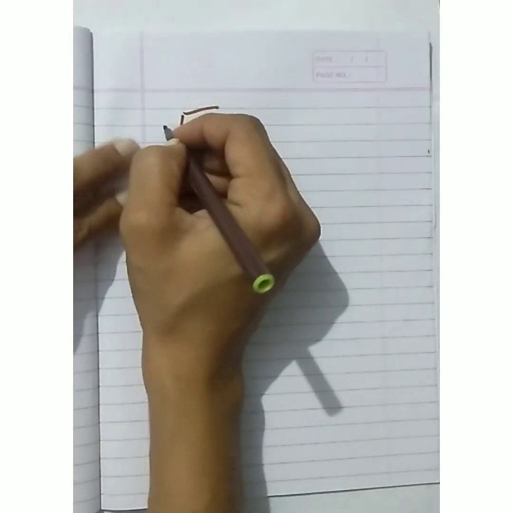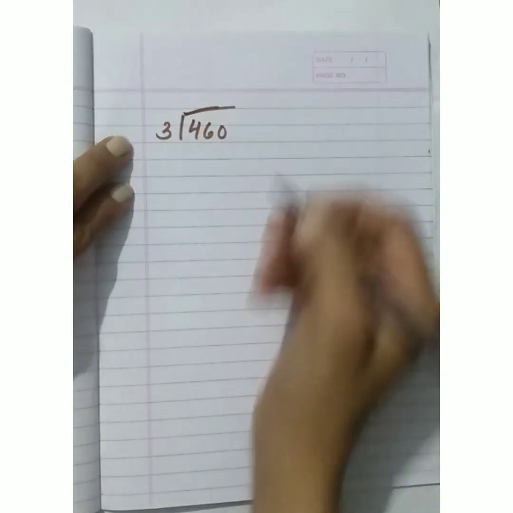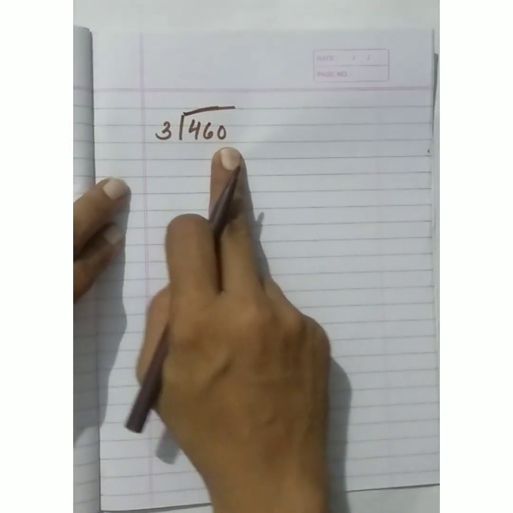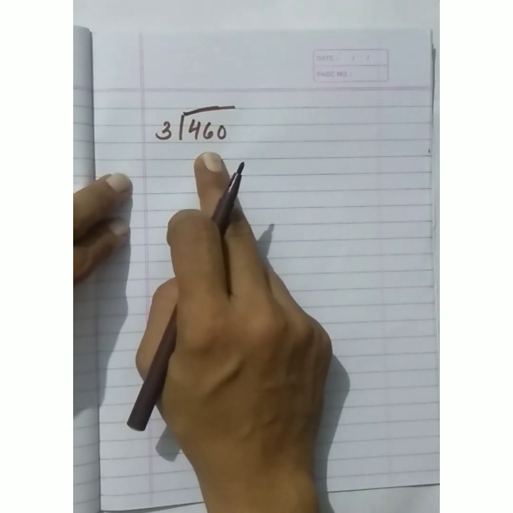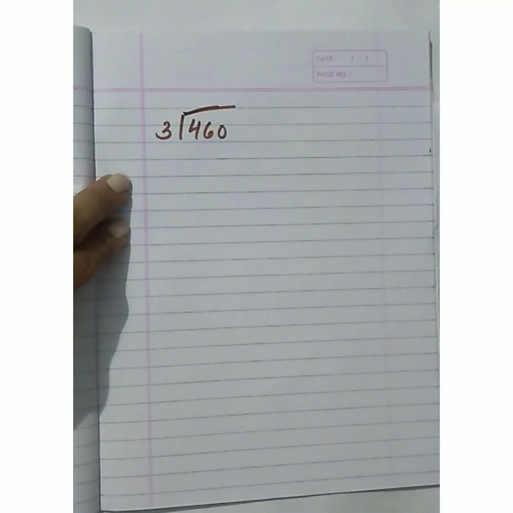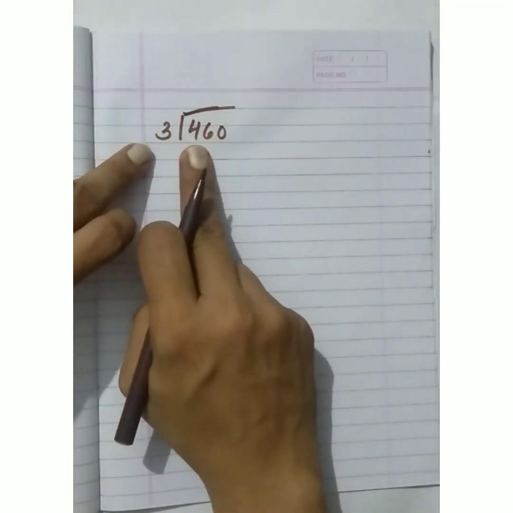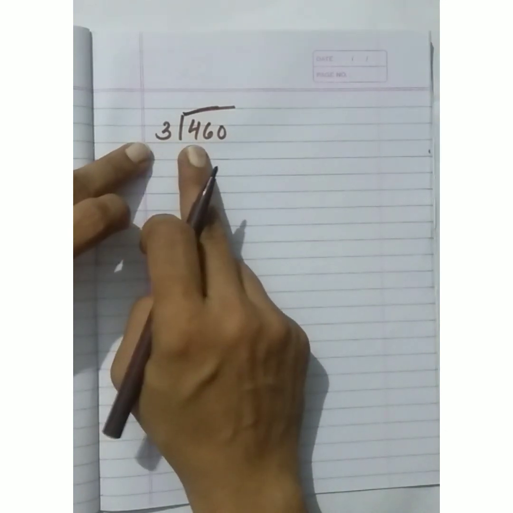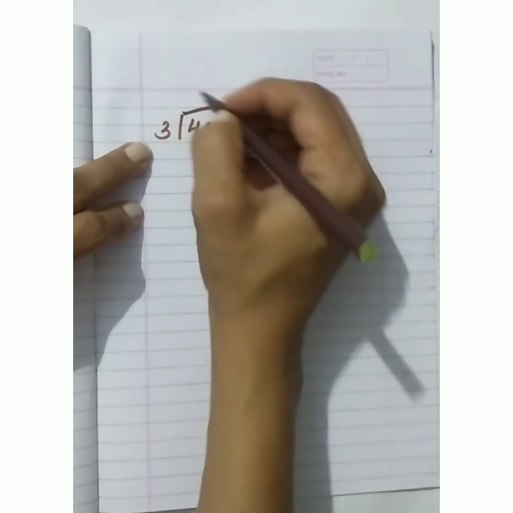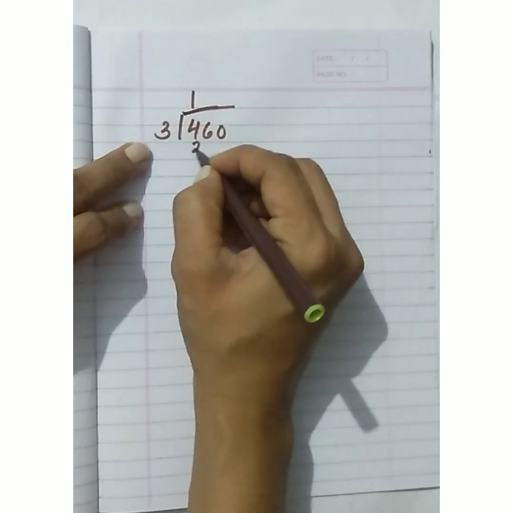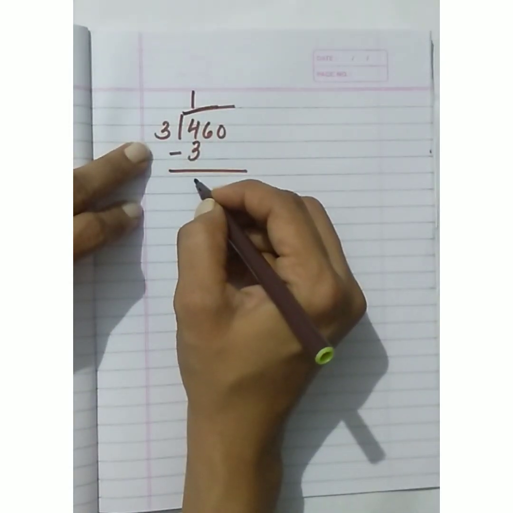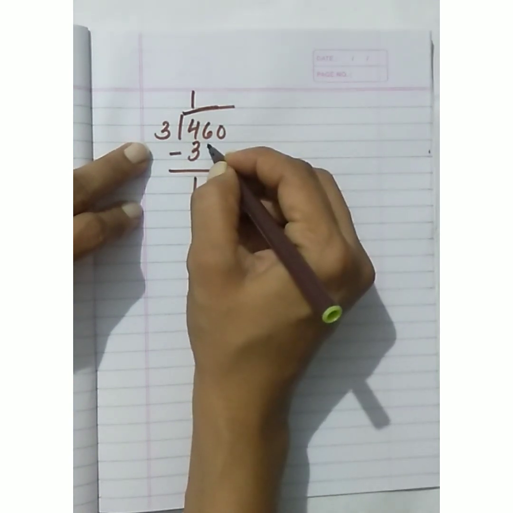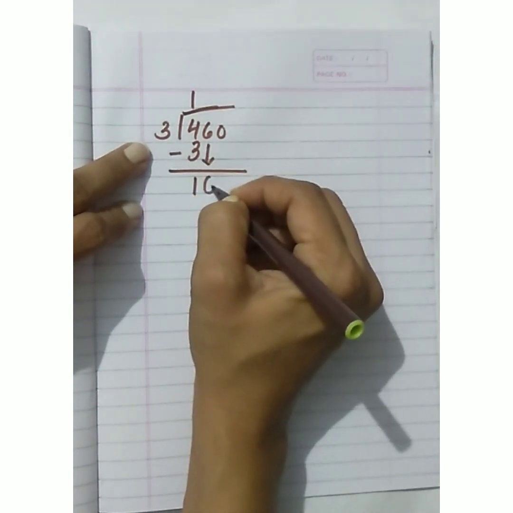460 divided by 3. So here 0 is at the ones place, 6 is at the tens place and 4 is at the hundreds place. So here we will check. 4 is more than 3. So we can divide it. So 3 ones are 3. So let's subtract 4 minus 3. We will get here 1. We will take this here.